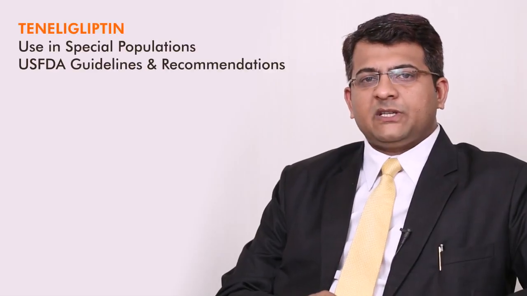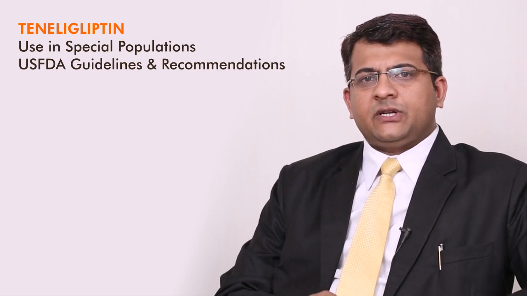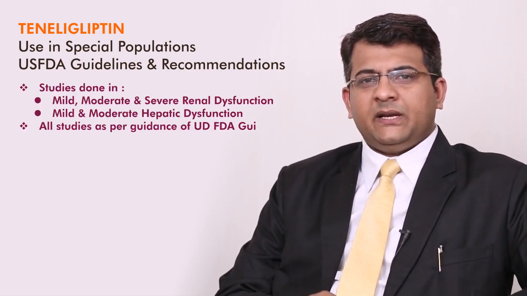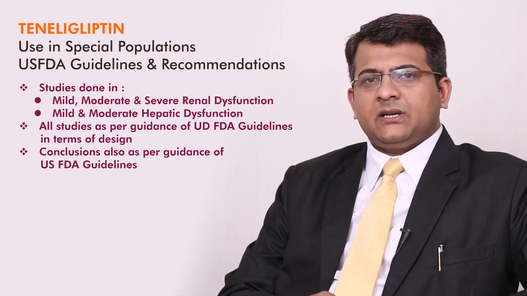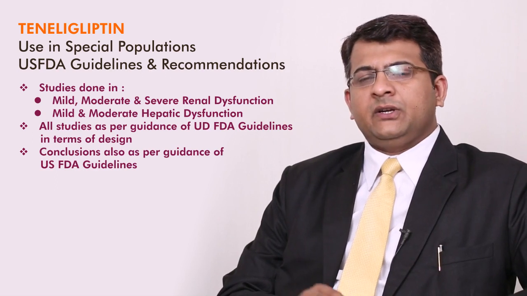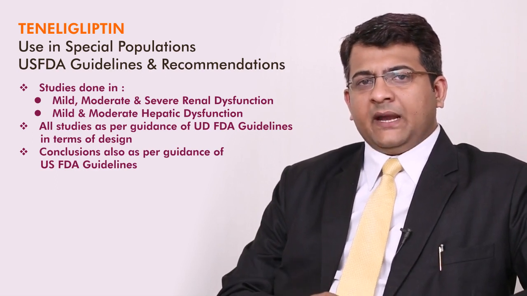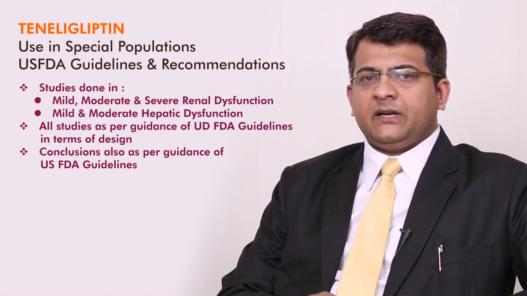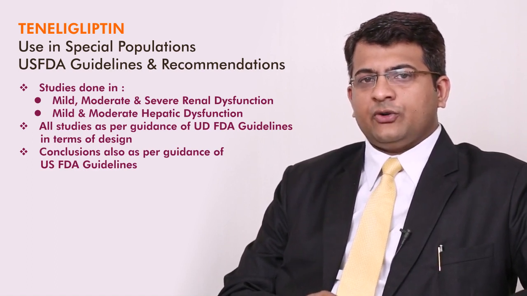Moving further, the special population trial. For any new drug approved anywhere in the world, as per the US FDA and European guidelines, this drug has to be studied in special populations of renal failure and hepatic failure to see the kinetic properties and also, at the same time, the safety. For teneligliptin also, Mitsubishi conducted the special population trial in Europe.